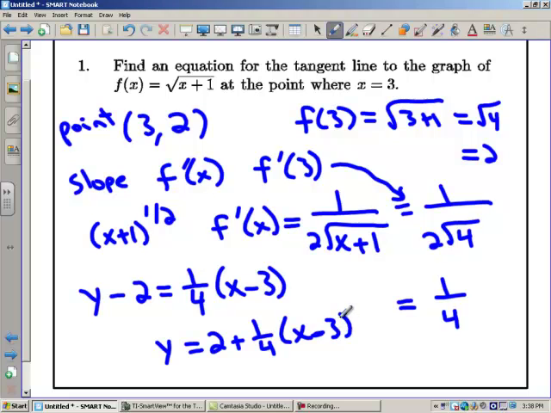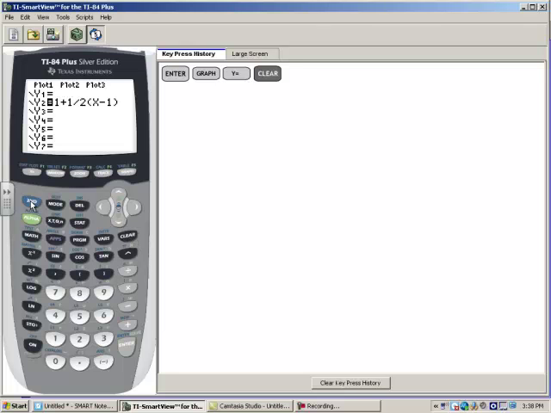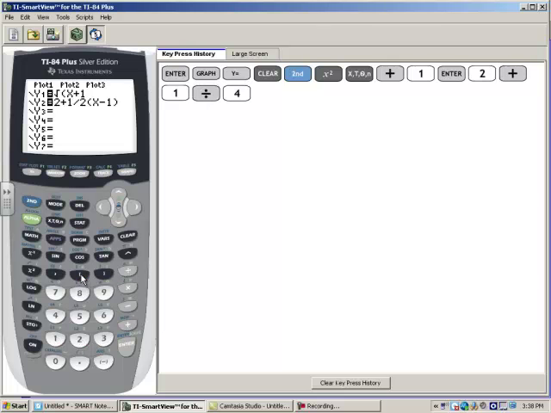Let's go see if we're right. Let's graph it and see if that line really is tangent to the graph of the square root of x plus 1 at the point where x equals 3. So we'll go back to our y equals, and we'll call this the square root of x plus 1. And our tangent line equation was 2 plus 1/4 times x minus 3.